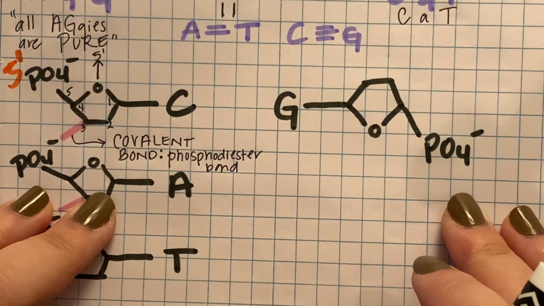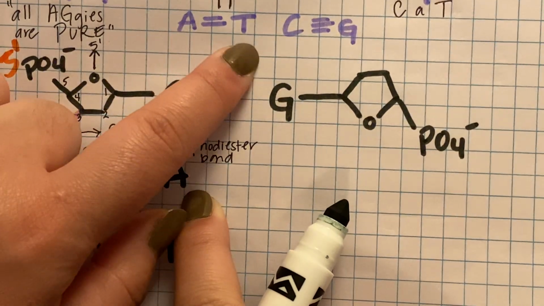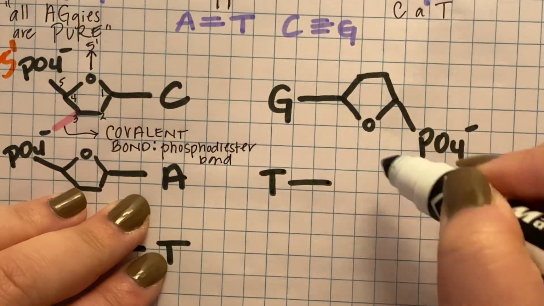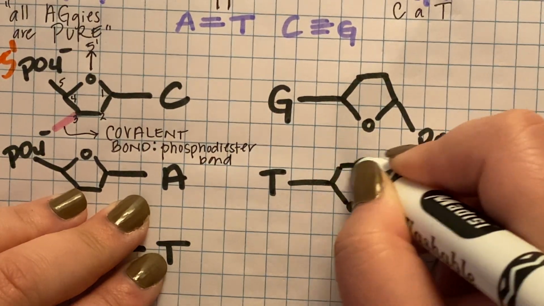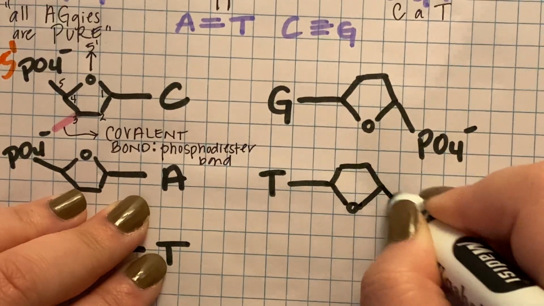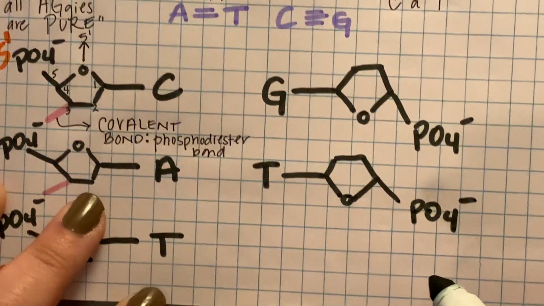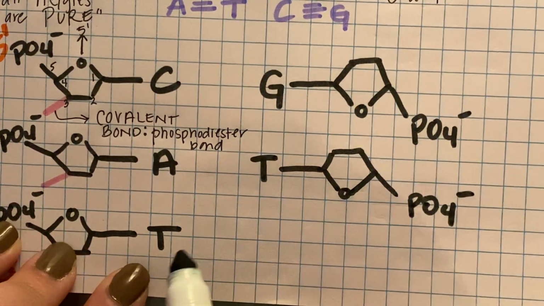Next we have an adenine. Adenine pairs with thymine. So let's draw our thymine here. Okay, make sure you have your oxygen pointing in the appropriate direction. Draw your pentagon and then your phosphate group. Cute. One more. Once again, if you're struggling, flip your notebook upside down.